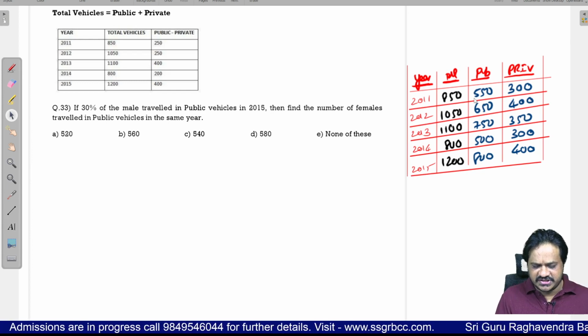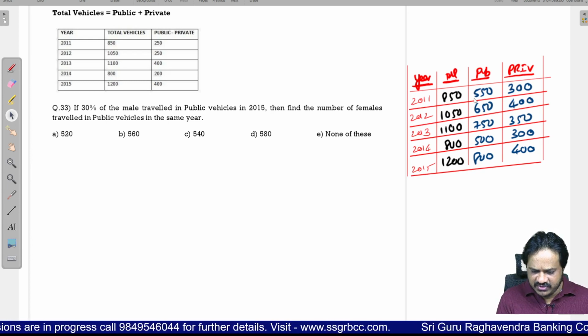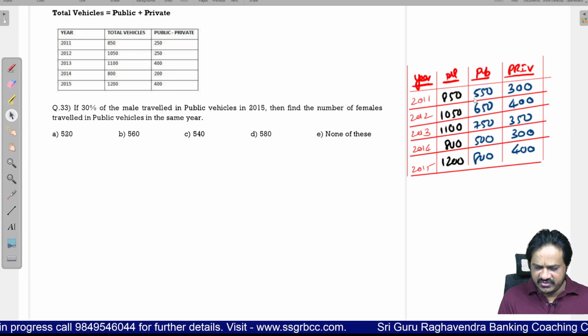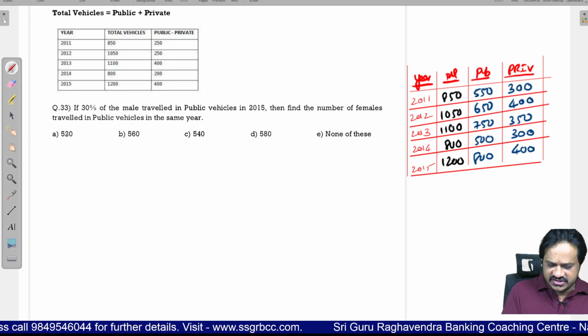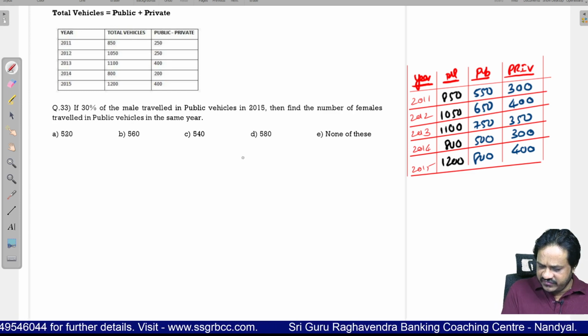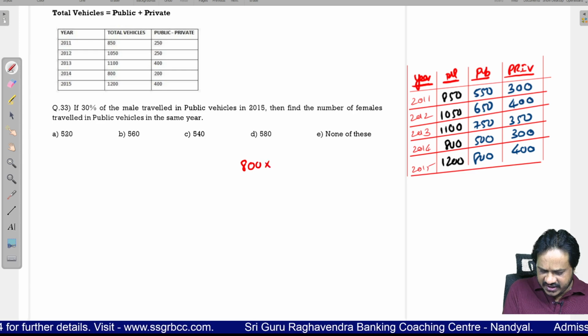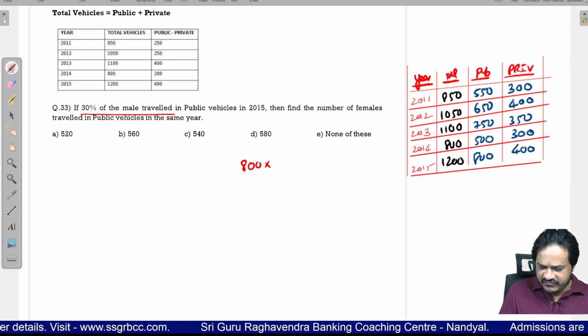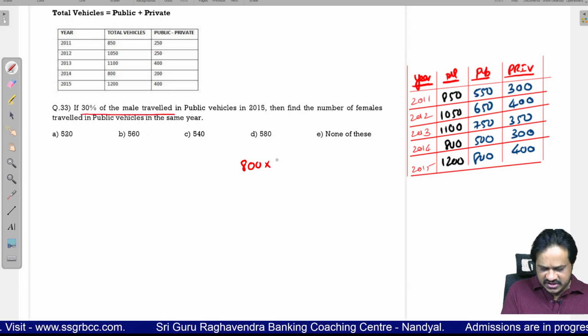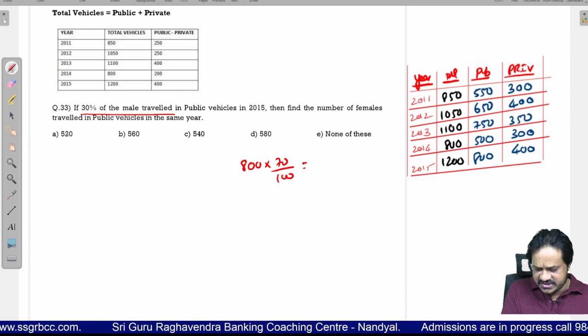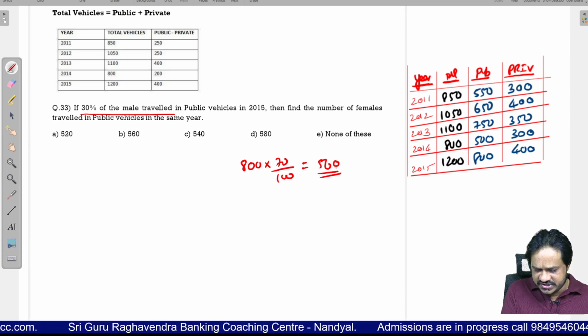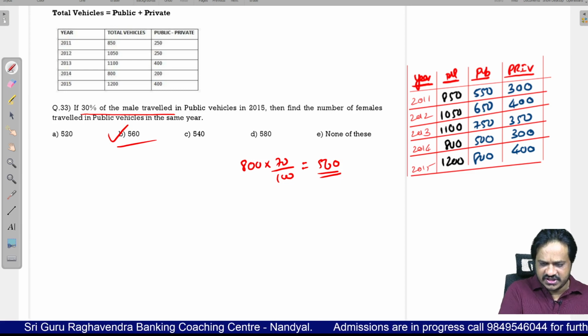If 30% of the males travelled in public vehicles in 2015, find the number of females travelled in the public vehicles. Public vehicles 2015, the value is 800. 30% of the males are travelled. We want females, it is 70%. That will give 560. Option 2 is the correct answer.